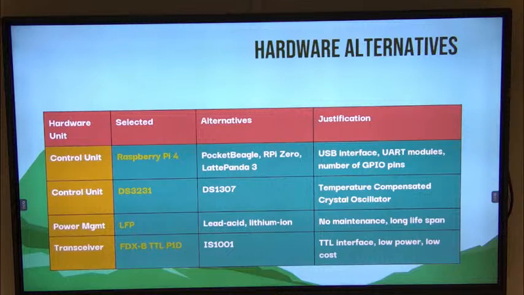As for our power management, specifically our battery, we're using a lithium iron phosphate battery.